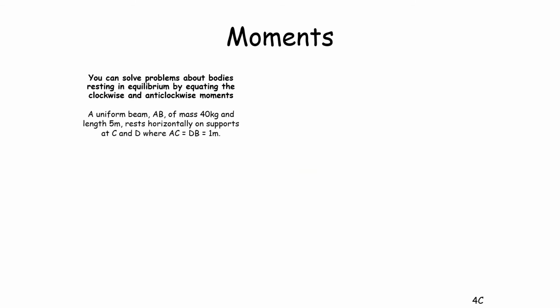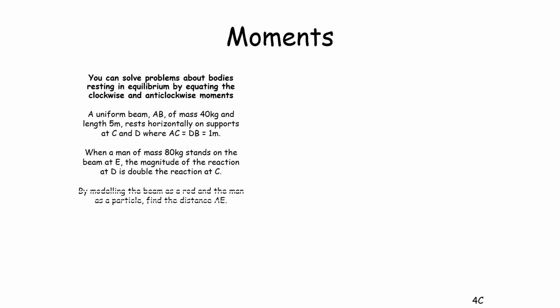Okay, so let's have a look at this question here. Again, we're talking about a uniform beam, AB of mass 40 kg and length 5 meters, and it rests horizontally on supports at C and D. We're given the dimensions AC is 1 meter and DB is 1 meter. And we're told this time a man of mass 80 kg stands on the beam at E, and the magnitude of the reaction at D is double the reaction at C. By modeling the beam as a rod and the man as a particle, find the distance from A to E.